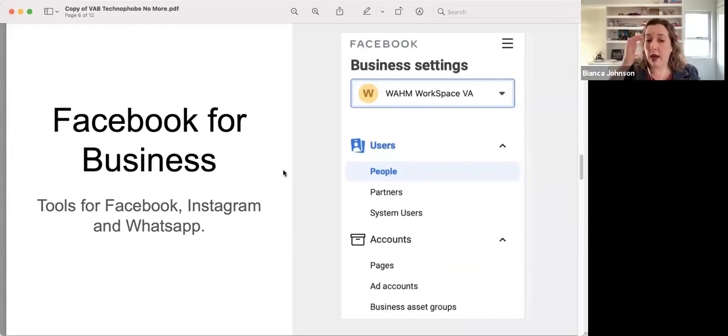So if you are going to run adverts on Facebook, Instagram, or WhatsApp, it's all managed through your Facebook for Business. You can add people to your platforms. You can add pages to your business accounts so that you can manage multiple pages through a single account. You can add your ad accounts and business assets, like visuals and logos and those sorts of things.